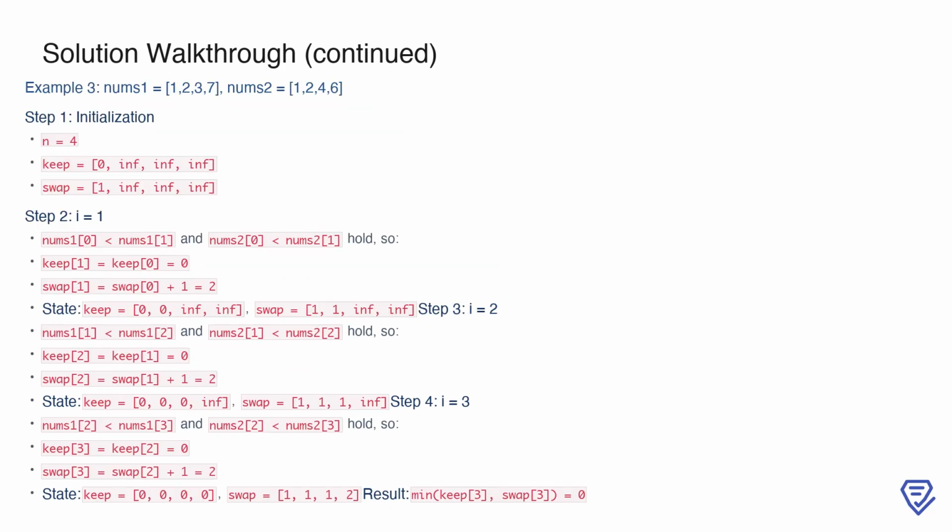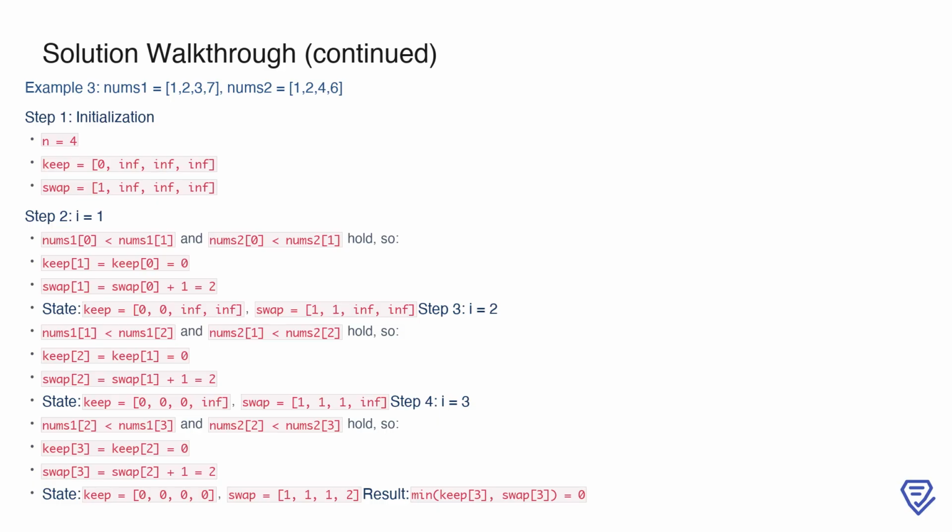increasing. In our final example, nums1 equals 1, 2, 3, 7, and nums2 equals 1, 2, 4, 6. We begin by initializing. Here, n equals 4, keep starts as 0, infinity, infinity, infinity, and swap starts as 1, infinity, infinity, infinity. At step i equals 1, nums1[0] < nums1[1] and nums2[0] < nums2[1] holds, so keep[1] is set to keep[0], which is 0, and swap[1] becomes swap[0] plus 1, resulting in 2. The state arrays at this point are keep equals 0, 0, infinity, infinity, and swap equals 1, 1, infinity, infinity.